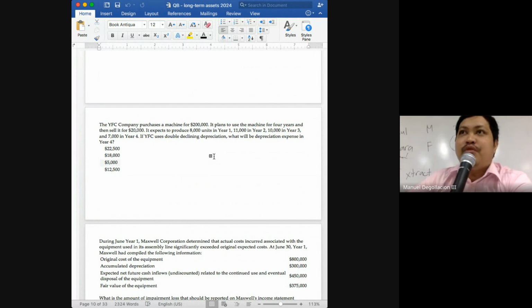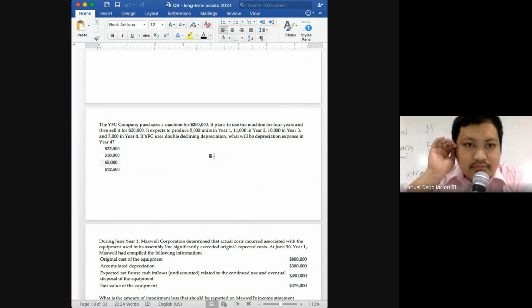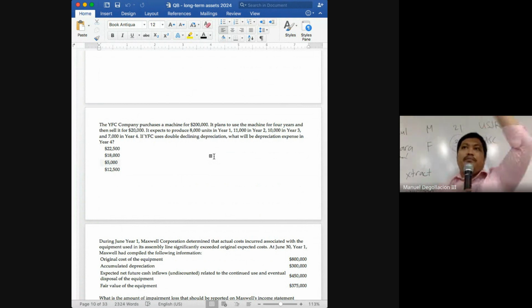Okay? So what's the useful life in this problem? 4 years. Okay, so 1 over 4, that would be 25%. But since we are using double declining, you just double 25% and you will get 50%. So every year you will recognize depreciation equal to the 50% of the balance of the asset. Okay?